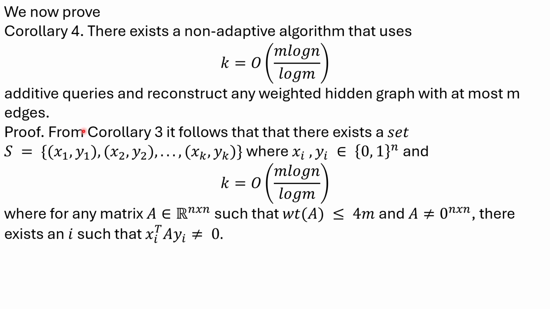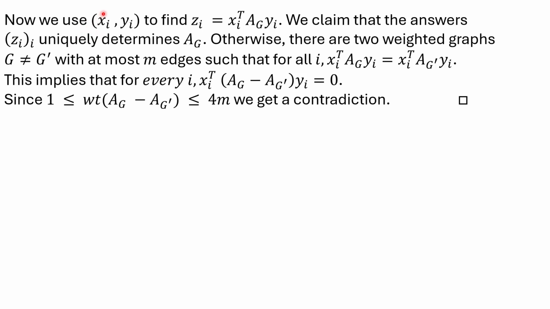Proof. From corollary 3, it follows that there exists a set S with k pairs where xi, yi is in {0,1}^n, and k is O(m log n / log m), where for any matrix A in R of size n by n, such that the weight of A is less than or equal to 4m, and A is not the zero matrix, there exists an i such that xi transpose A yi is not equal to 0. Now, we use xi, yi to find zi, which is xi transpose AG yi. We claim that the answers zi uniquely determine AG.